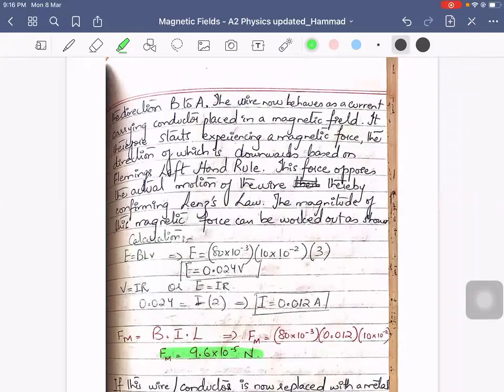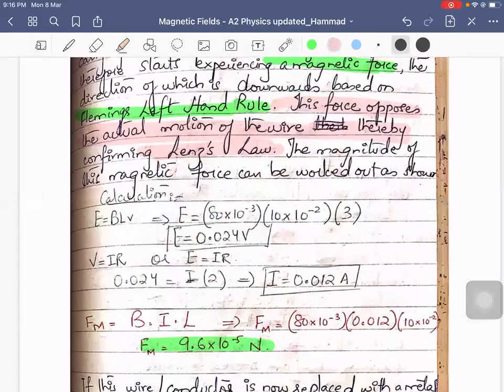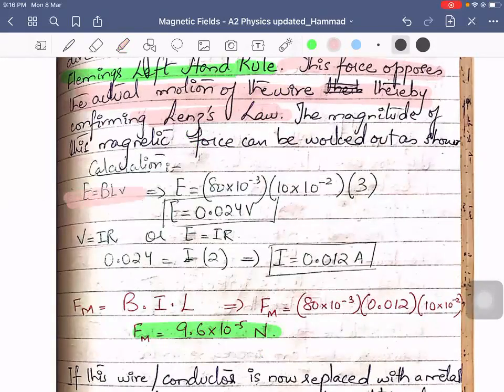The wire now behaves as a current carrying conductor placed in a magnetic field. It therefore starts to experience a magnetic force, the direction of which is downwards based on the Fleming's left hand rule. This force opposes the actual motion of the wire, thereby confirming Lenz's law, right? मतलब कि जो induced current है, it will flow in a direction so as to oppose the motion of the wire जो हमने initially start off की थी. The magnitude of this magnetic force can be worked out using this calculation.